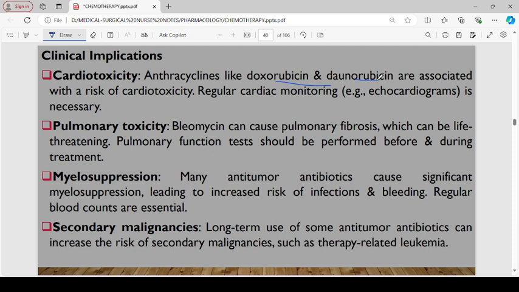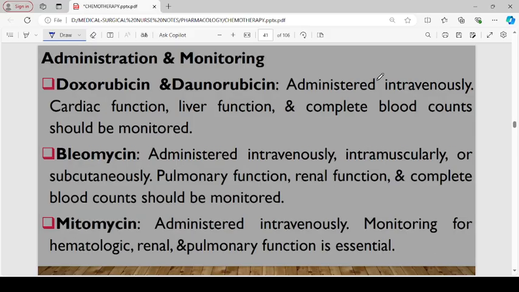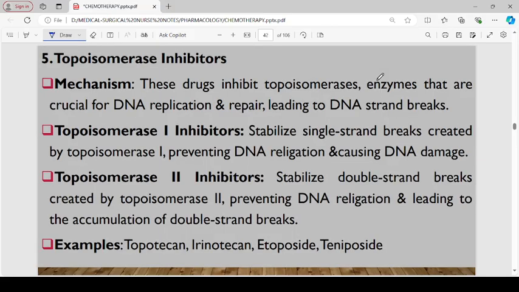Secondary malignancies: long-term use of some anti-tumor antibiotics can cause an increase in the risk of secondary malignancies, such as therapy-related leukemia. Right? Remember, doxorubicin and daunorubicin are administered intravenously. Bleomycin is administered intravenously, intramuscularly, or subcutaneously, while mitomycin is administered intravenously, right?